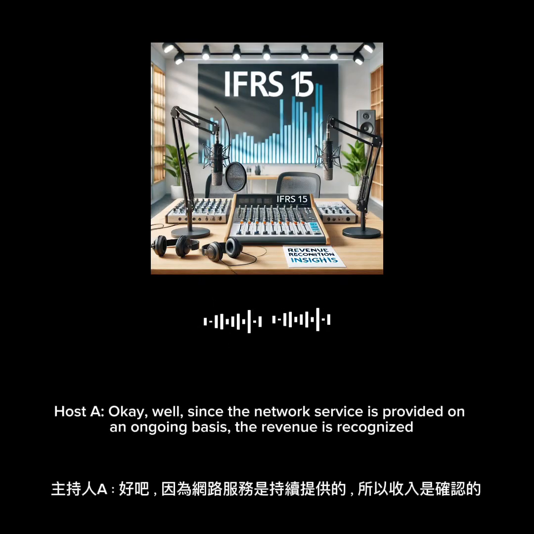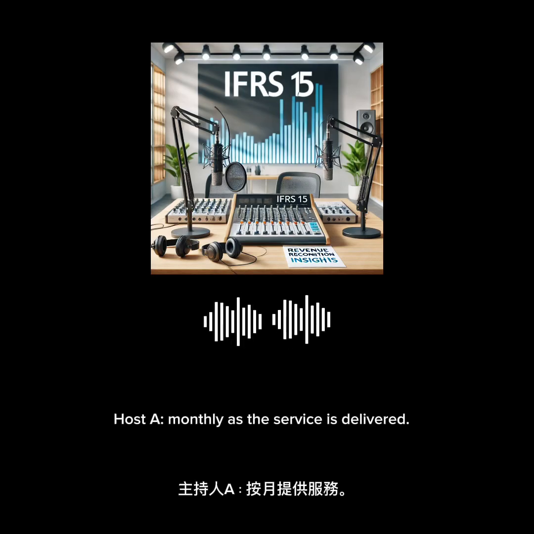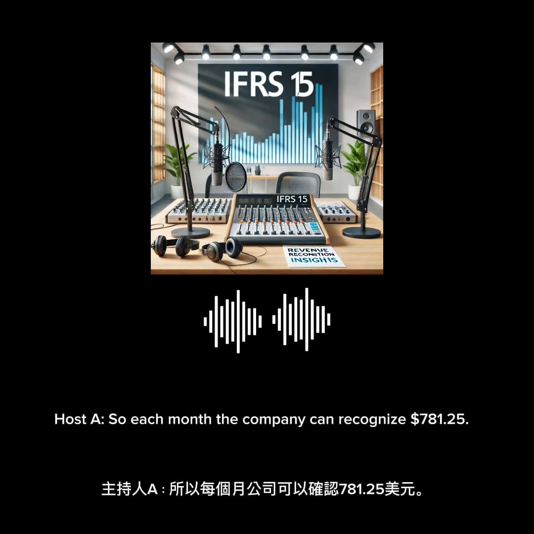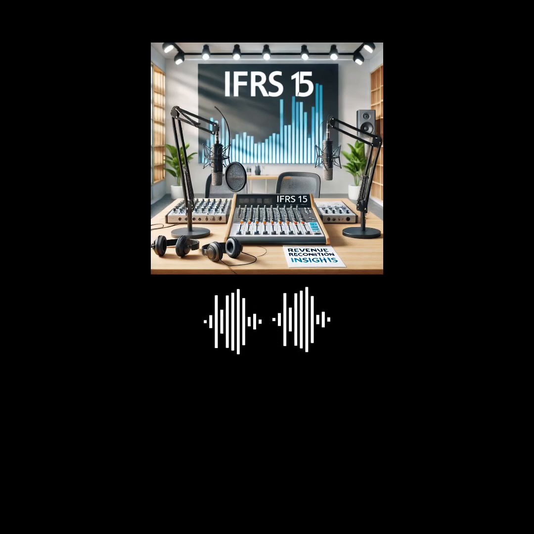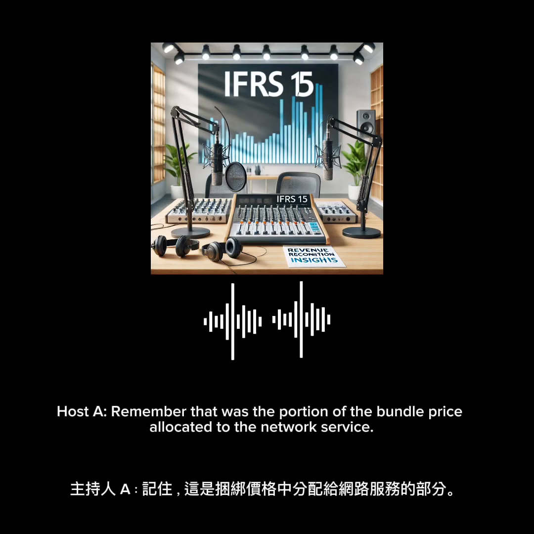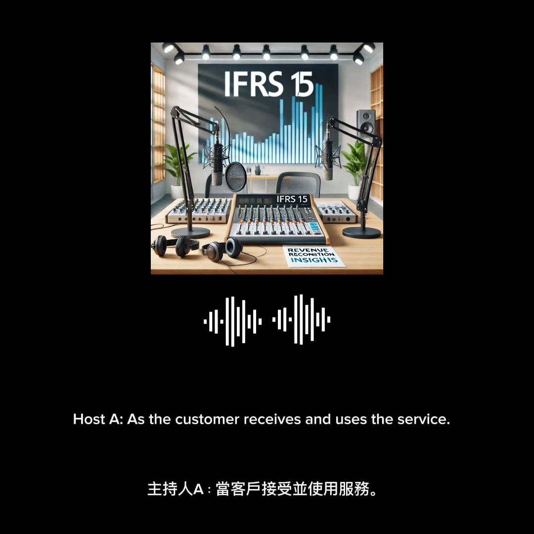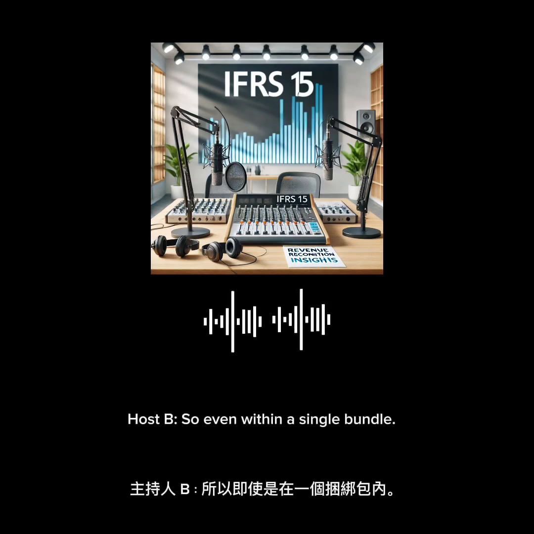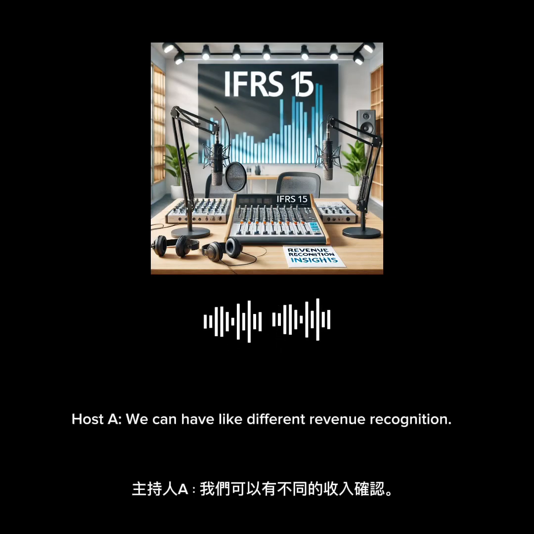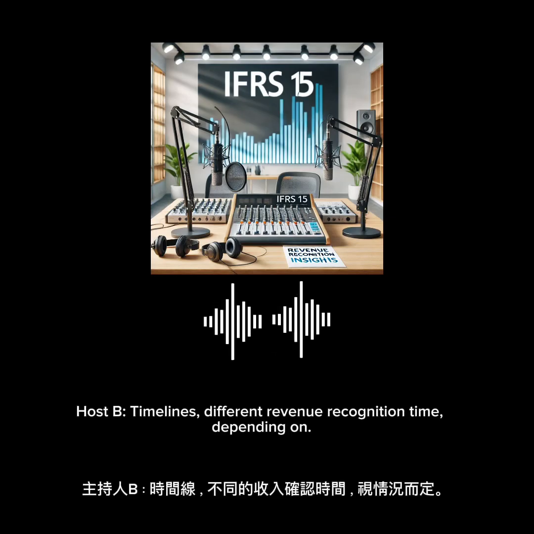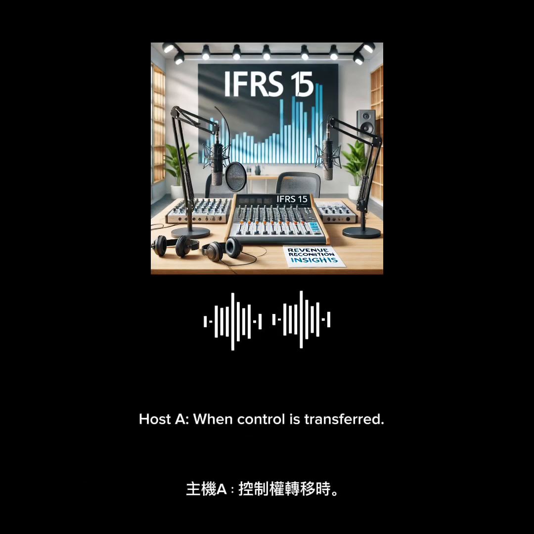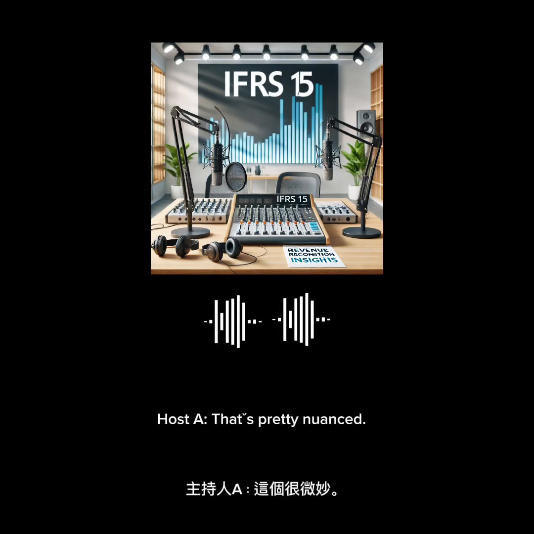Since the network service is provided on an ongoing basis, the revenue is recognized monthly as the service is delivered. So each month, the company can recognize $781.25. Remember, that was the portion of the bundle price allocated to the network service, as the customer receives and uses the service. So even within a single bundle, we can have different revenue recognition timelines, depending on when control is transferred. Wow, that's pretty nuanced.